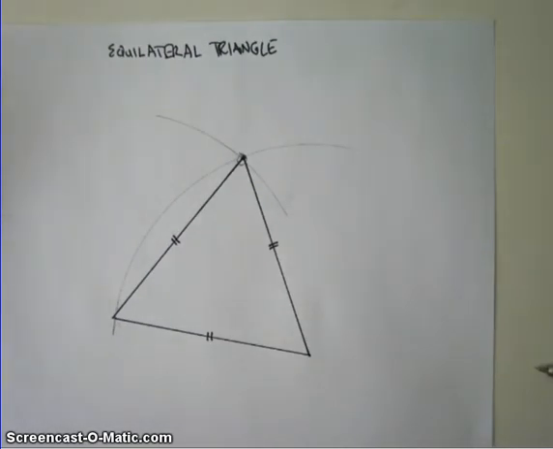You should know by definition this is also isosceles, because an isosceles triangle has at least two sides congruent, and three sides fits the definition of at least two sides. So this is equilateral as well as isosceles.